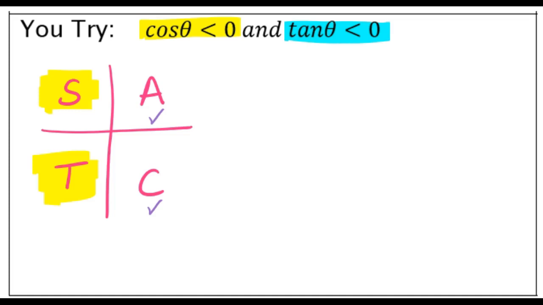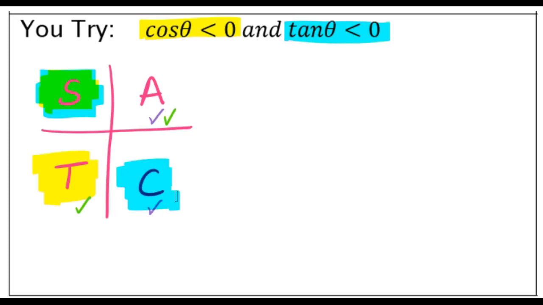Tangent would be positive in the first quadrant because everything's positive, and then where there's a T for tangent. So where I put those little green check marks, that's where tangent is positive. That means I want to mark the other two quadrants. So I want this one here and this one here.